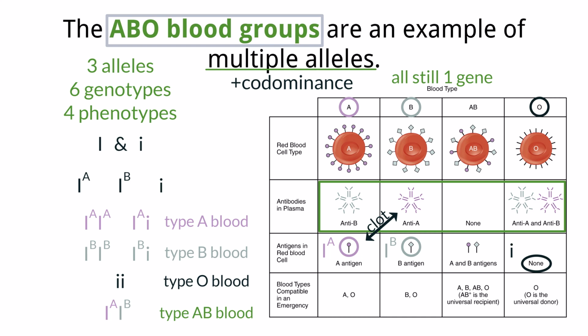This makes some blood types great for donating, like type O blood. Because there are no antigens present on the blood cells, there is no way for it to clot with any antibodies, making someone who has type O blood a universal donor.